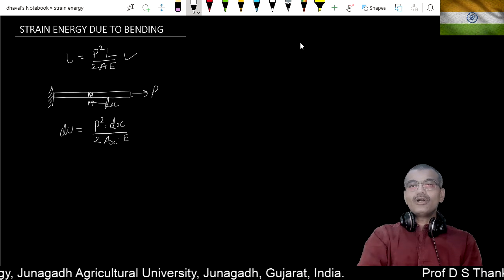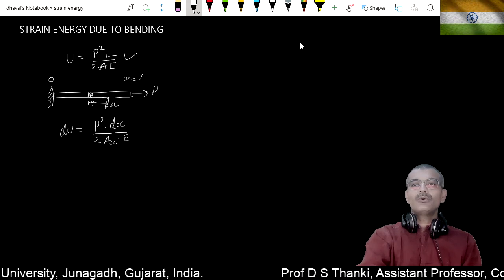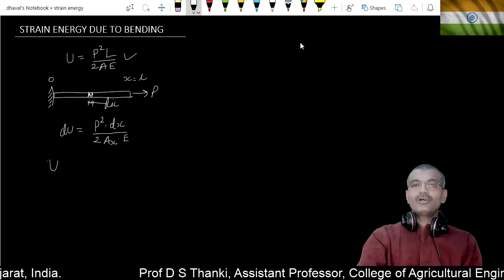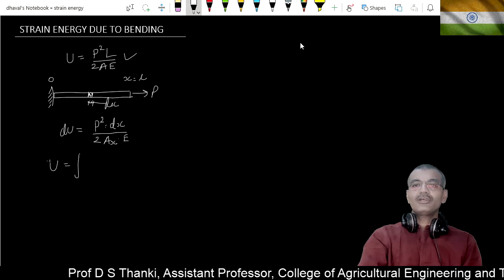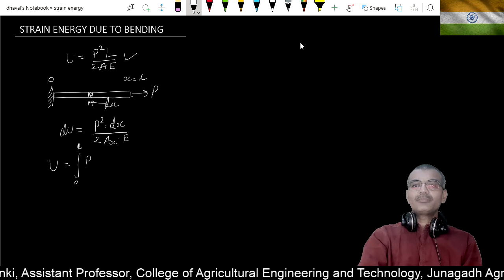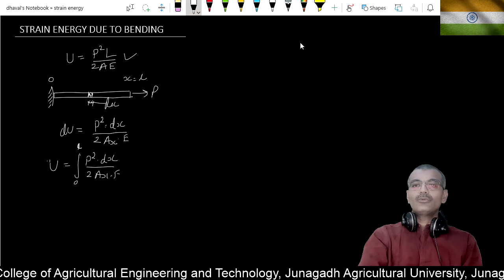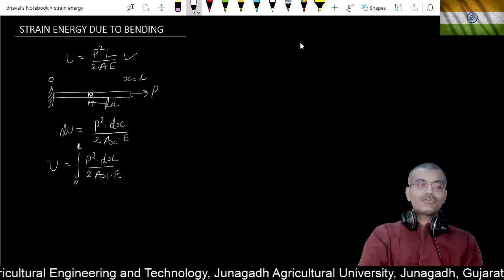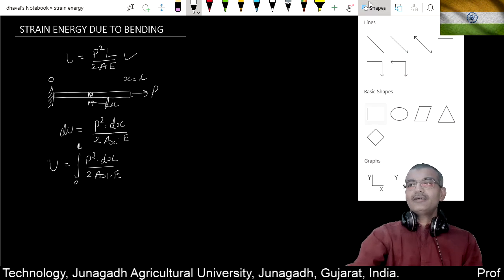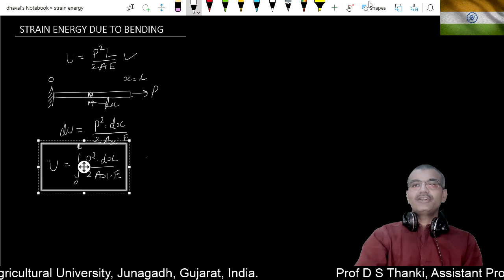And suppose here x is equal to 0 and here x is equal to L, so we do the integration, you will get the equation for the strain energy U is equal to integration 0 to L, that is P square into dx upon 2Ax into E. So this is the general equation for the strain energy, and we derived it here as the strain energy equation.